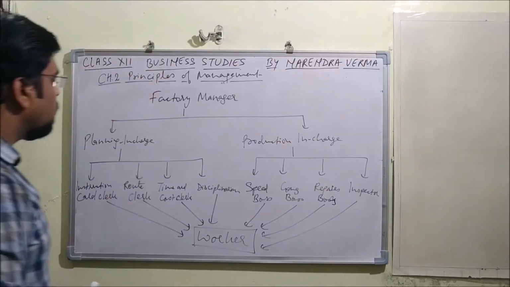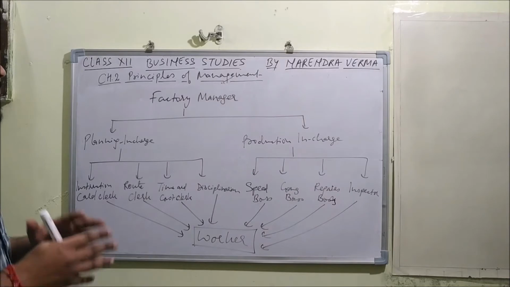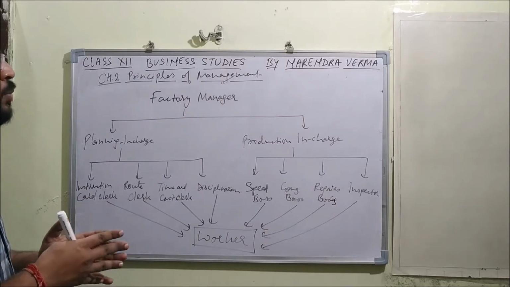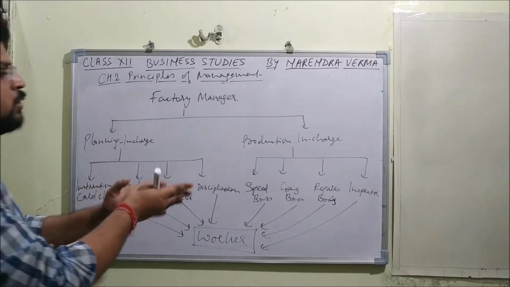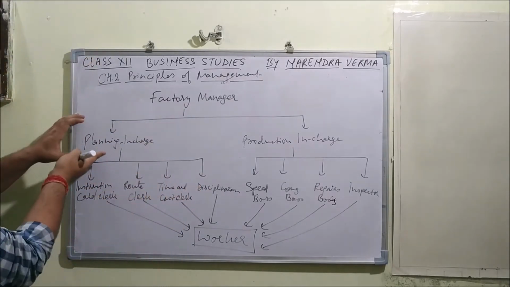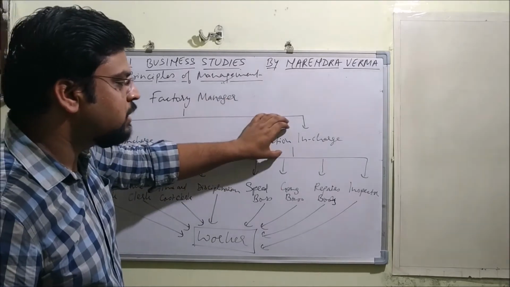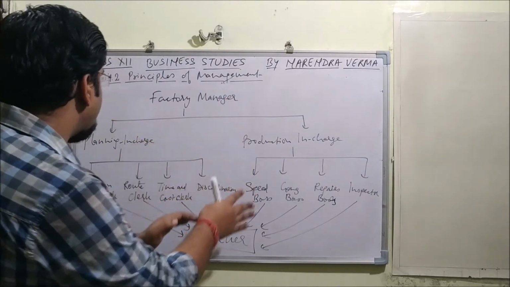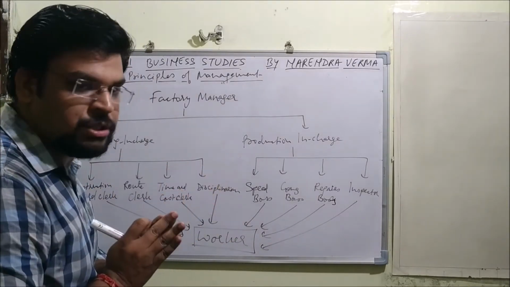The diagram here, as I explained in functional foremanship: F.W. Taylor stated that there should be two departments, two divisions. One is planning, another is production. The planning department is headed by the planning in charge, and the production department is headed by the production in charge. These two in charges are separately assisted by 4 specialists each.